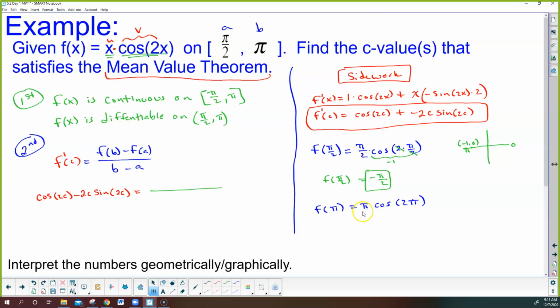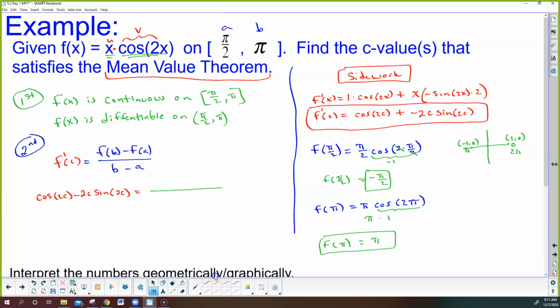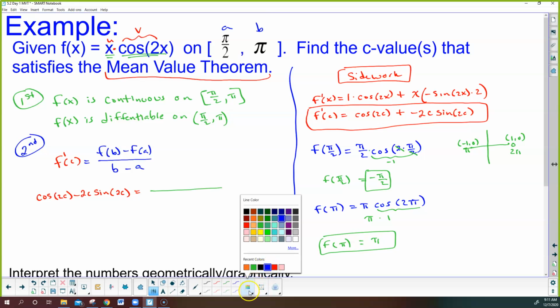And then I've got to evaluate the next one. The cosine at 2 pi. 2 pi is all the way around the circle. Cosine is your x value at 1. So f of pi is equal to pi. So hopefully this is all pre-calc stuff. You guys are comfortable with that. If not, then that kind of gives you an indication of what you really need to study.